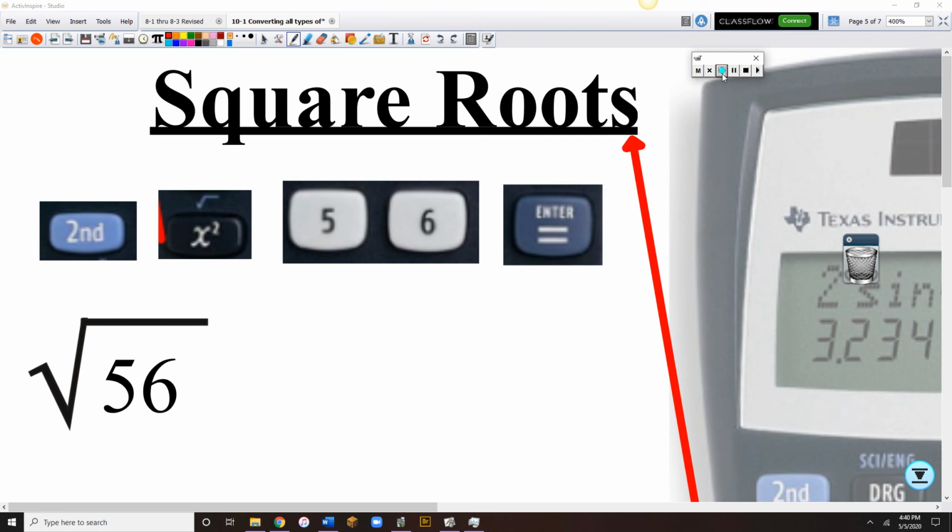Square roots. If you have a TI-30X IIS calculator, which is what we use in class, these are the buttons you would push to get an answer to a square root.